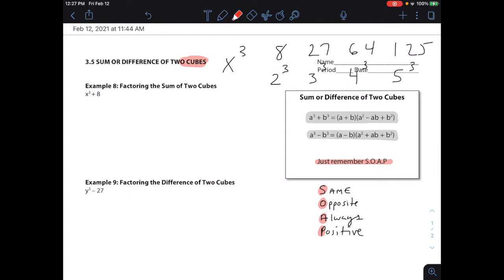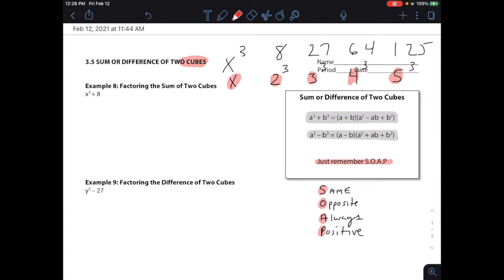And you're like, well, what's a and b? Well, a and b are just the thing that you have to multiply by itself 3 times to make the perfect cube. So for example, up here, if I see the number 8, a or b is going to be 2. If I see the number 27, it's going to be 3. If I see 64, it's going to be 4. If I see 125, it's going to be 5. If I see x to the third, it's just going to be x. All right? So these are things that we want to just watch for and identify.